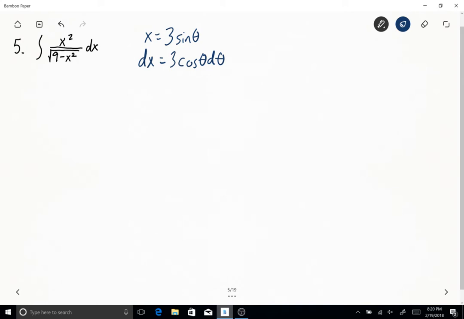When we take a look at this integral, we get 3 sine theta squared over the square root of 9 minus, once again, 3 sine theta, the quantity squared, and then the dx is 3 cosine theta d theta. Just an FYI, this is 9 sine squared theta, so you could factor out a 9 and you get 1 minus sine squared theta.